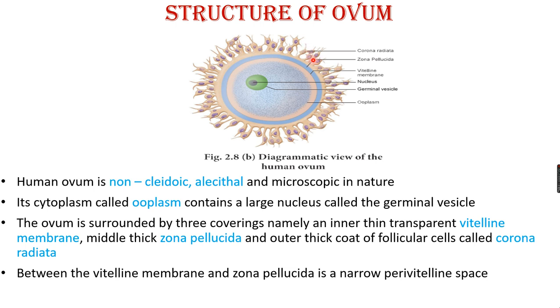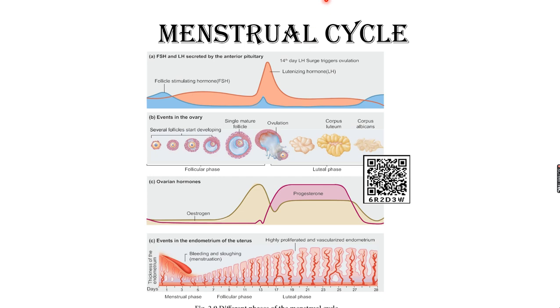In between the vitelline membrane and the zona pellucida, the space is called the perivitelline space. Keep in mind: the first, inner one is the vitelline membrane, the middle thick layer is the zona pellucida, and the outer thick coat of follicular cells is called the corona radiata.